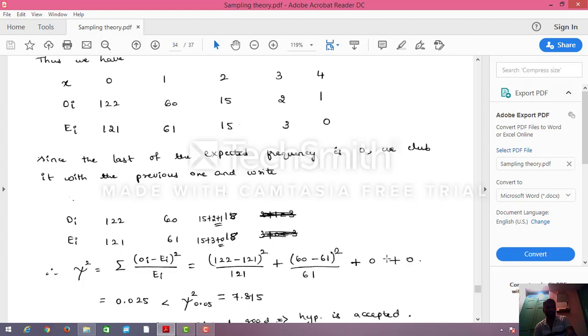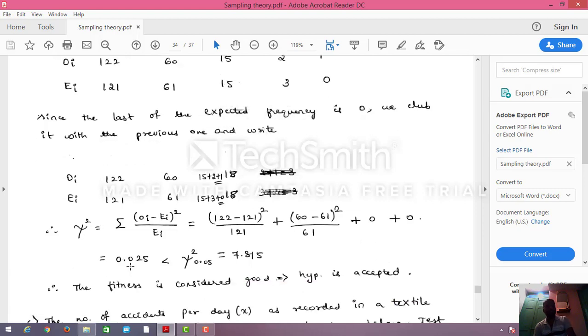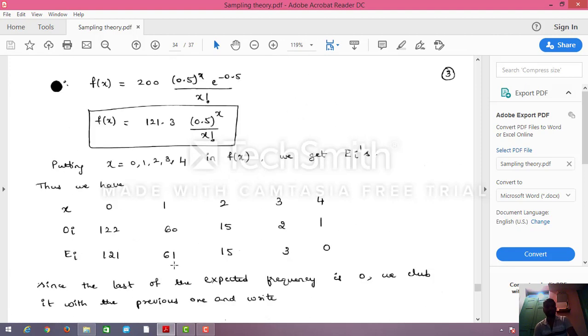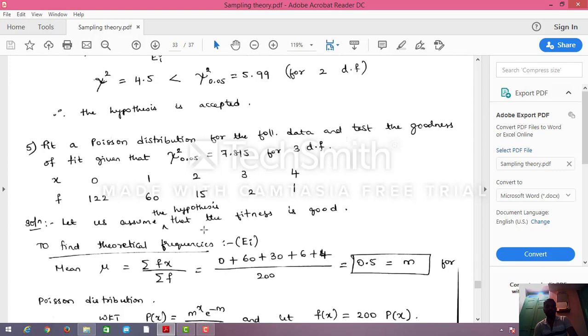I got it. Here, why I showed this other 0 is that I added these last 2: 2 plus 1 is 3, 3 plus 0 is 3. So for that also I have done 3 minus 3. If you add all these last 3 and write it, we will get the same thing only. Now if you simplify this, you will get the chi-square value as 0.025. What is the 5% level of significance value I have given? It is 7.815.